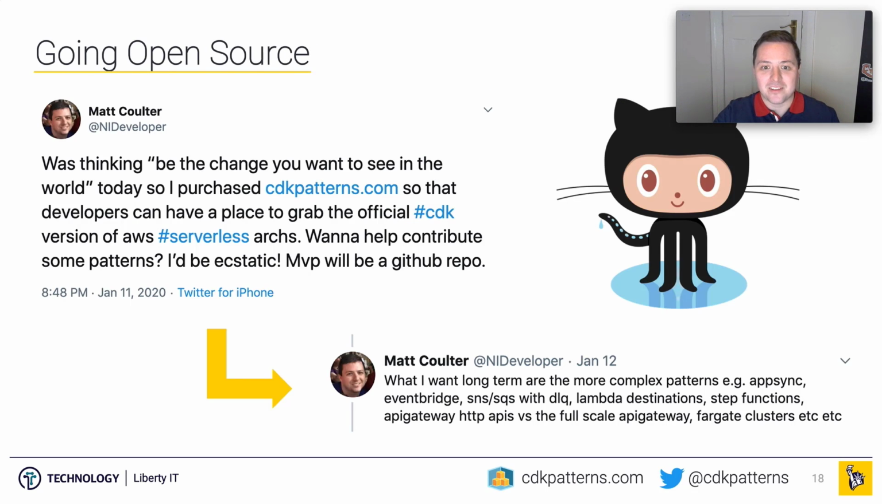Thankfully, I took the path on the left, which was let's build something open source. Let's go out there into the industry and see if we can make it better for everybody. So in January of 2020, I tweeted out saying, be the change you want to see in the world. I've purchased CDKPatterns.com. If you want to grab some of the official CDK serverless patterns, this is where you're going to be. MVP will be a GitHub repo. And I really meant that. When I launched this product, CDKPatterns.com just redirected to a GitHub README. And it stayed a GitHub README for a very long time.